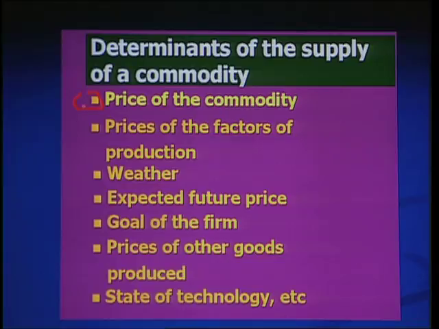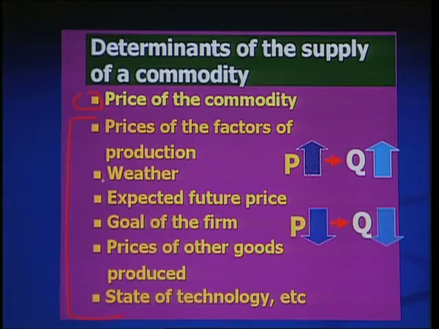Now if we keep the price of the commodity variable and all other determinants or factors unchanged or fixed, we will get a relationship between the price of the commodity and the quantity supplied of the commodity. It is a direct relationship. That means if the price increases, the quantity supplied of the commodity also increases. If the price decreases, the quantity supplied of the commodity decreases.